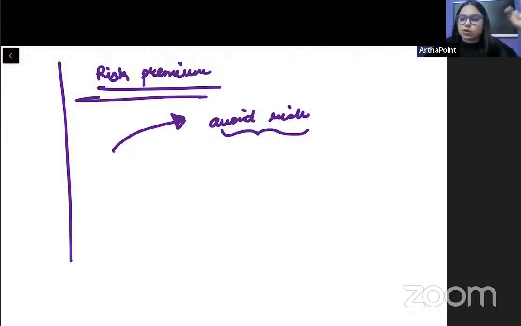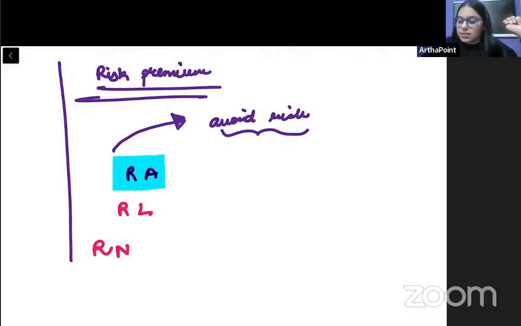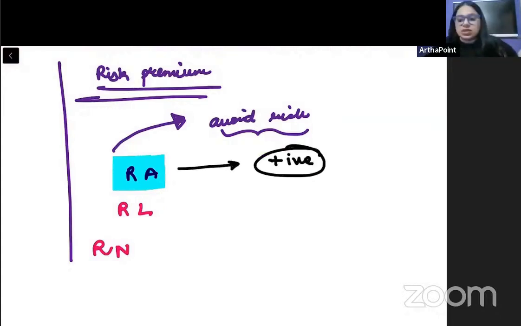In this concept of risk premium, we did three kinds of individuals: risk averse, risk lover, risk neutral. And we said that if an individual is risk averse, मतलब वो तो risk definitely avoid करना चाहेगा, he wants to avoid risk. So for this individual, the risk premium will be positive. He will give you money in order to avoid risk. वो बोलेगा मुझसे पैसा ले लो, but I don't want to take risk.